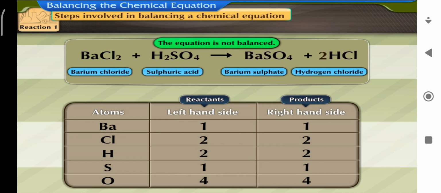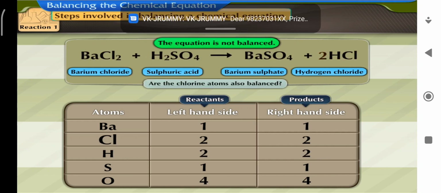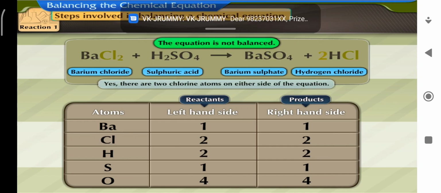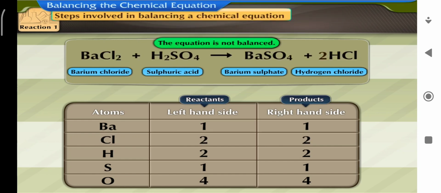Enter this value in the table. There are 2 hydrogen atoms on either side of the equation. Are the chlorine atoms also balanced? Yes, there are 2 chlorine atoms on either side of the equation. The number of atoms of each element on the left-hand side is equal to the number of atoms of each element on the right-hand side. Hence, this equation is balanced.